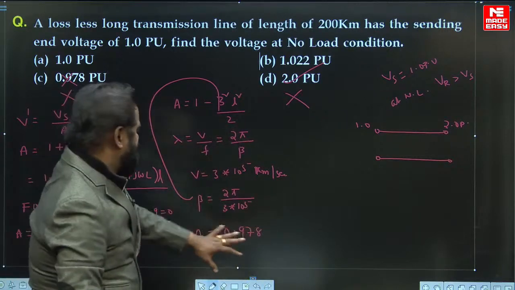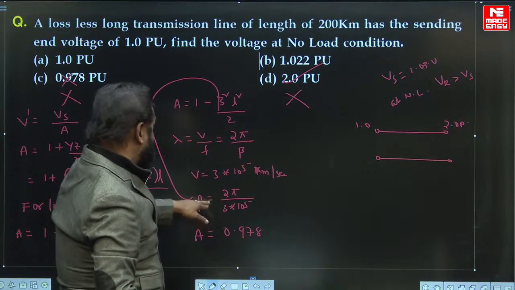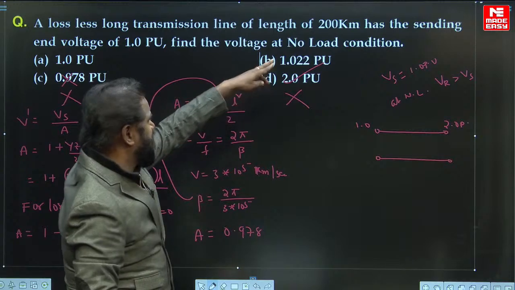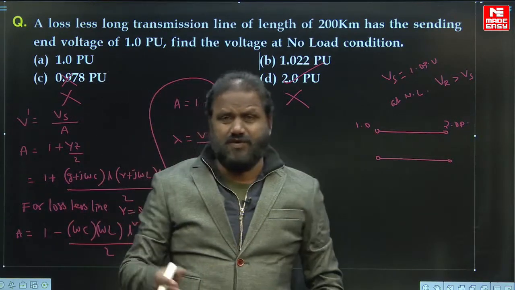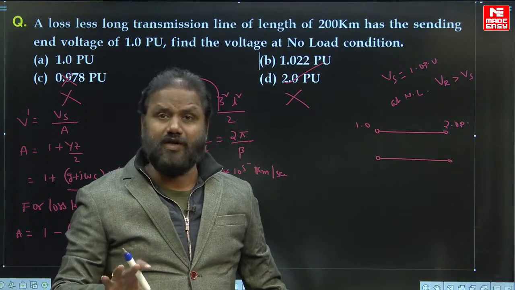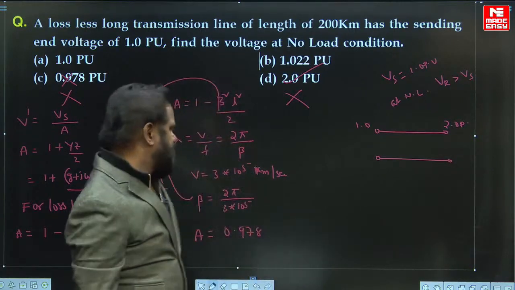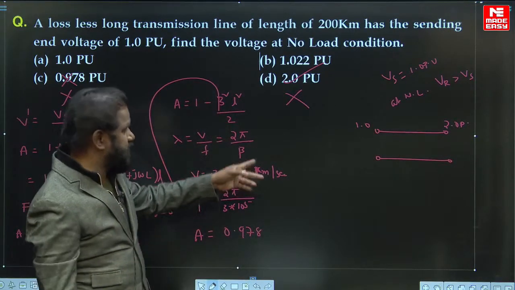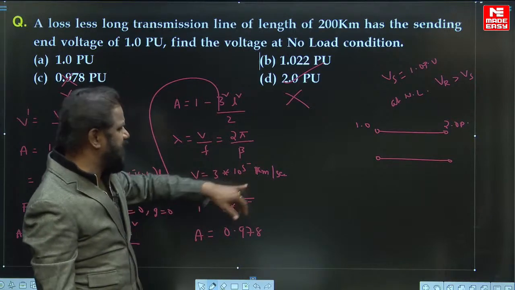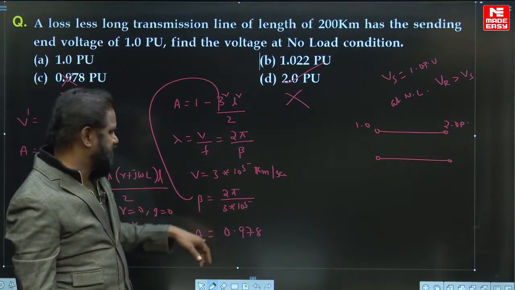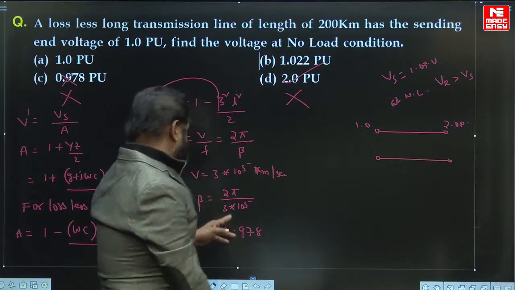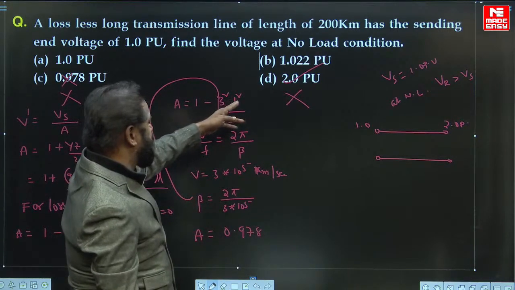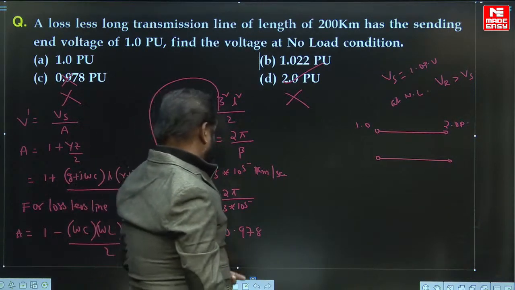Because space is limited here, I am not doing the simplification. Substitute here: L is equal to 200 kilometers, which has been given. 200 kilometers means you have to substitute 200 into 10 cube. Here it is 200 square itself, because it is kilometers. Then 0.978 A will be coming up. So substitute this value, L is equal to 200 square. A will be like this.